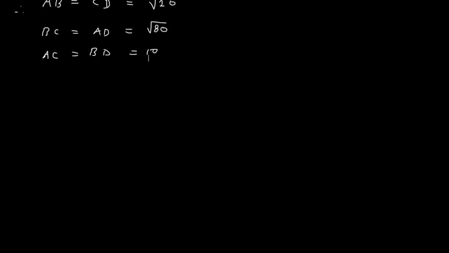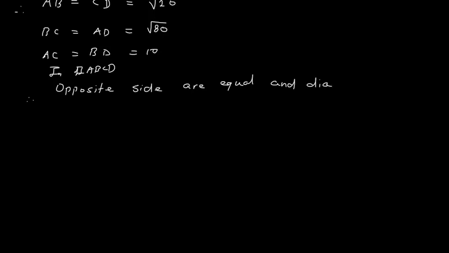So opposite sides are equal and diagonals are also equal. So therefore I will say that in quadrilateral ABCD, opposite sides are equal and diagonals are also equal. So therefore this quadrilateral ABCD is a rectangle.